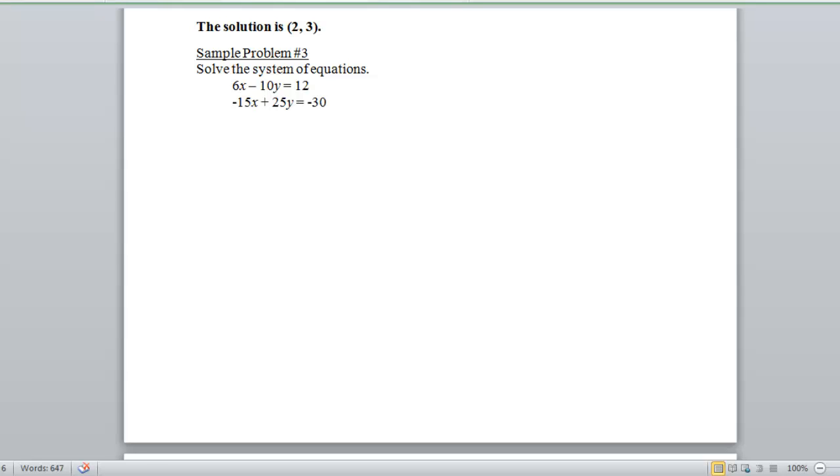Okay, if we take a look at sample problem number 3, I'm not going to have a value that I'm going to be able to multiply one term for an equation and get offset, so I'm going to have to do both. Now, unfortunately, neither one of them is very good, and so I'm going to just use an old trick that I learned back whenever I was in school.